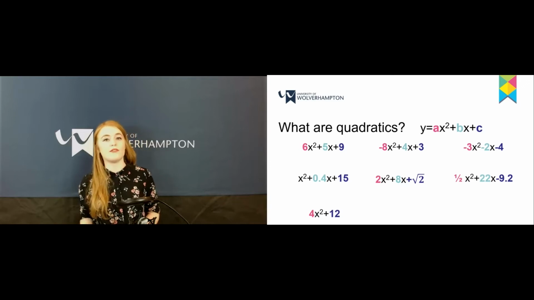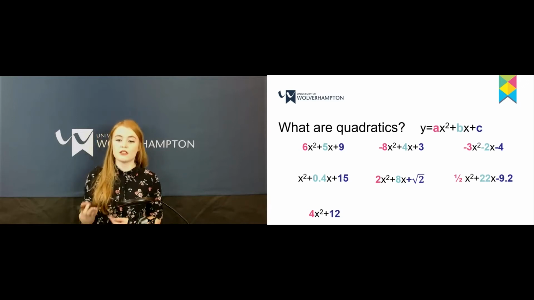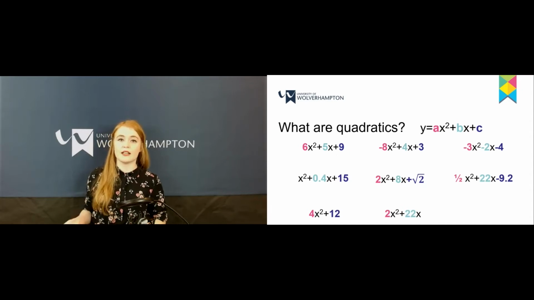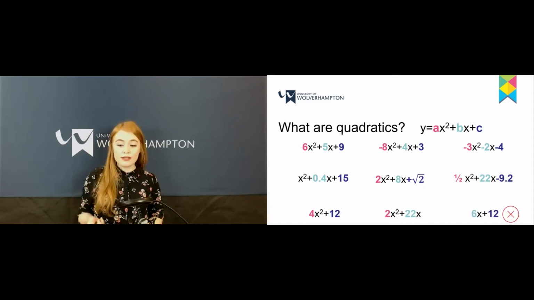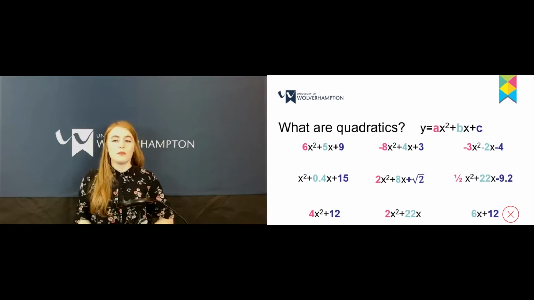You can even have 0 as one of your numbers. So in this instance, our b is 0. And in this instance, our c is 0. What you can't have is your a being 0, because for a quadratic you need that x squared term.